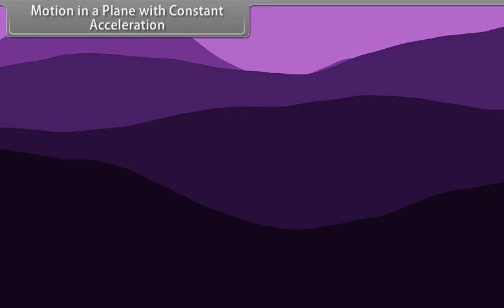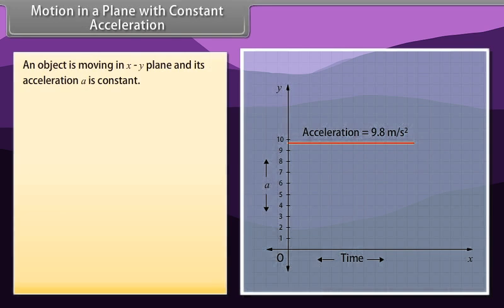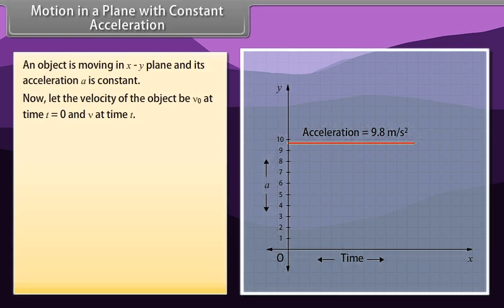Let us take an example to understand. An object is moving in XY plane and its acceleration a is constant. Now, let the velocity of the object be v naught at time t = 0 and v at time t. v = v naught + at.